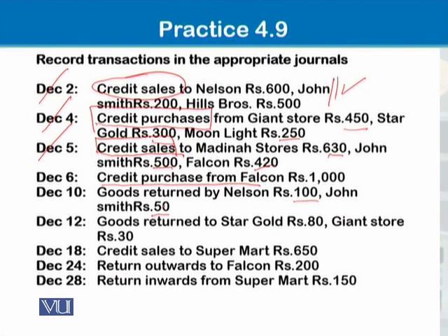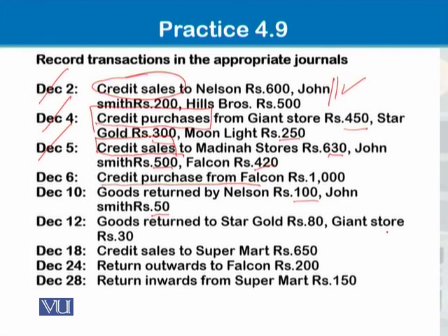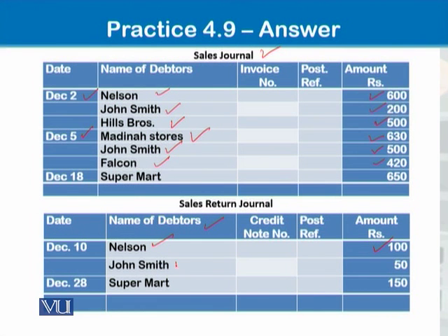Then goods returned by Nelson 100. Okay, these are sales return. So we have to record it in sales return journal. So Nelson was our debtor. He returned goods of 100 to us. Okay, sales return journal. And okay, Nelson returned for 100 and John returned for 50. So John Smith is also there and 50 is there.